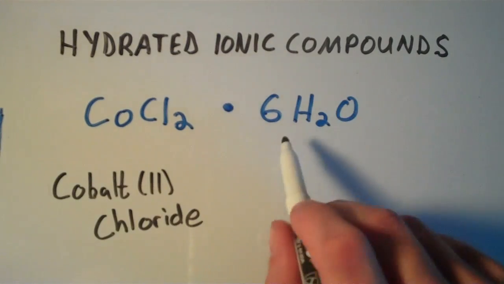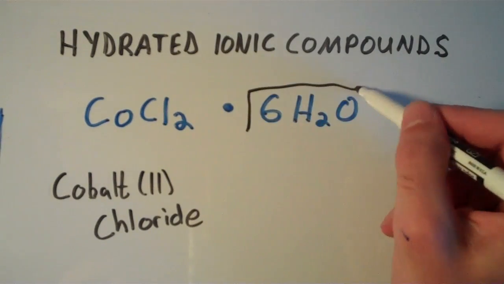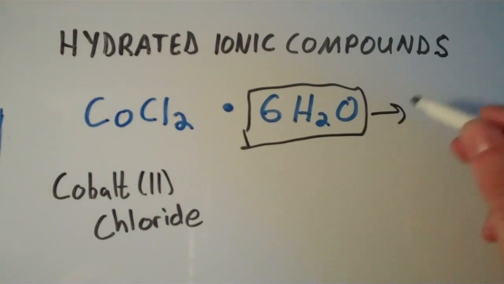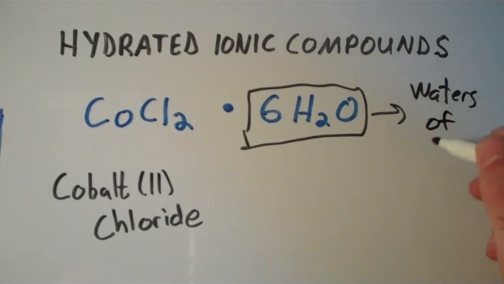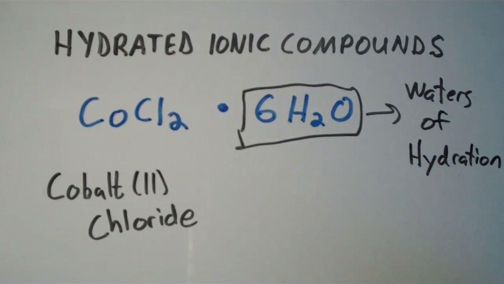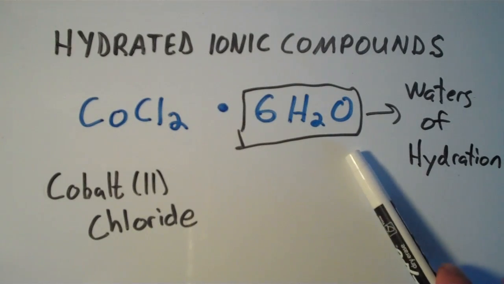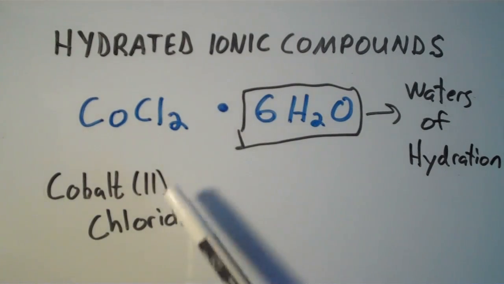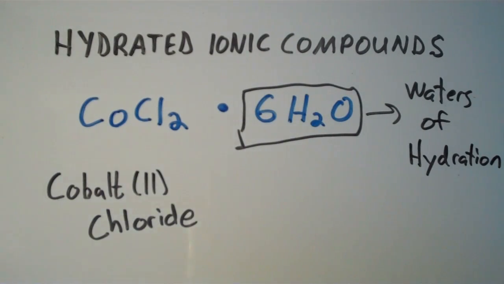And these 6 water molecules here are called waters of hydration. So in this hydrated ionic compound, 6 water molecules are associated with every formula unit of cobalt 2 chloride. These 6 water molecules are called waters of hydration.